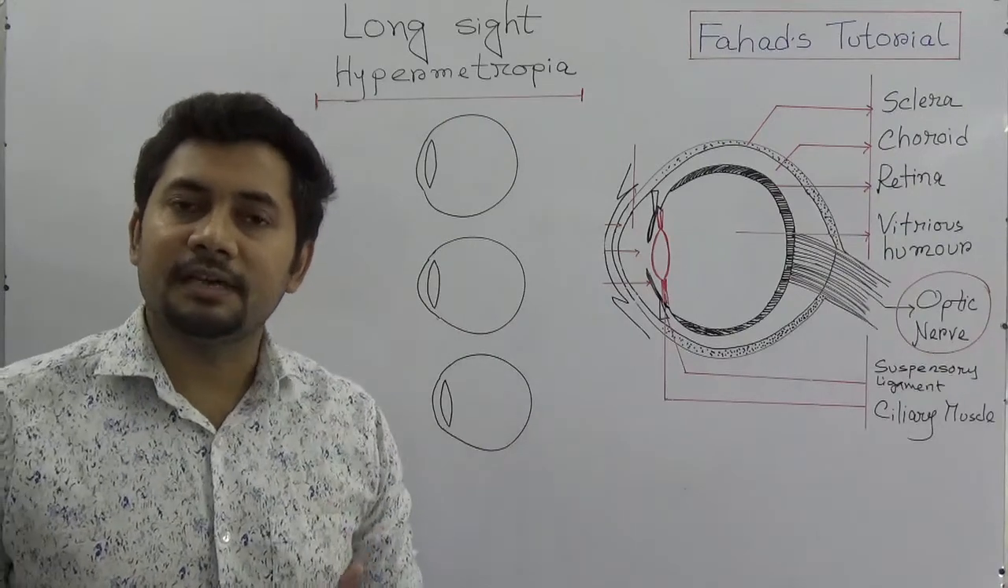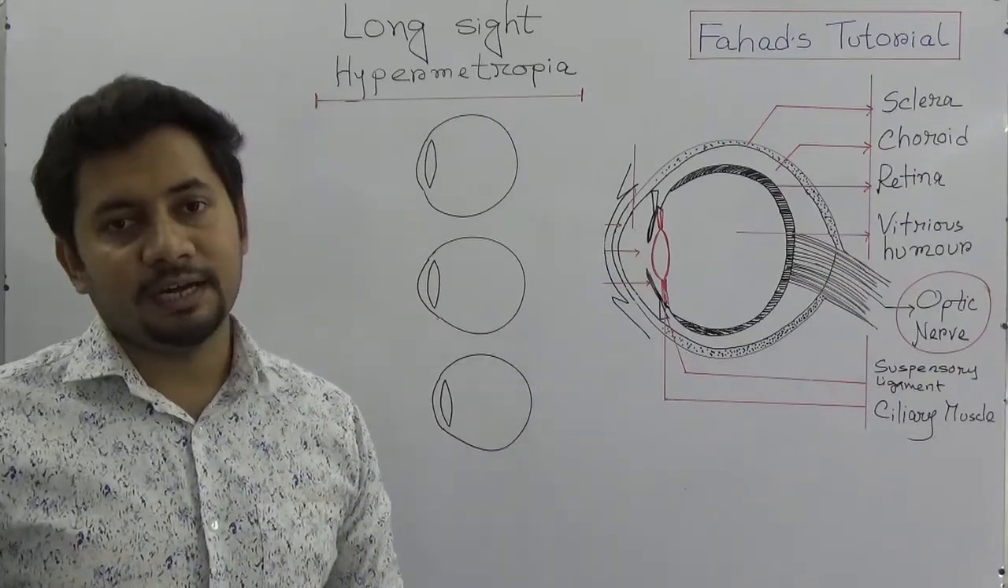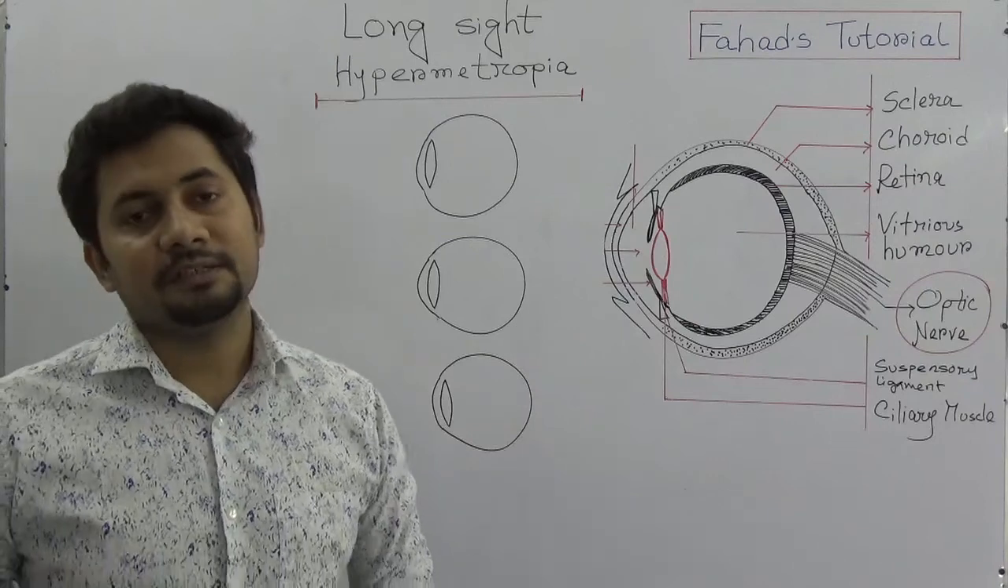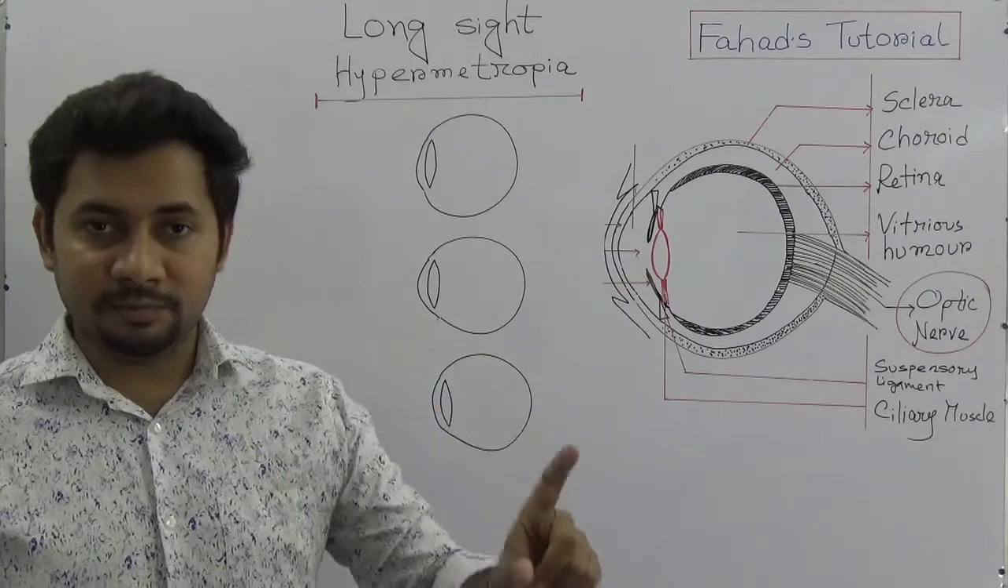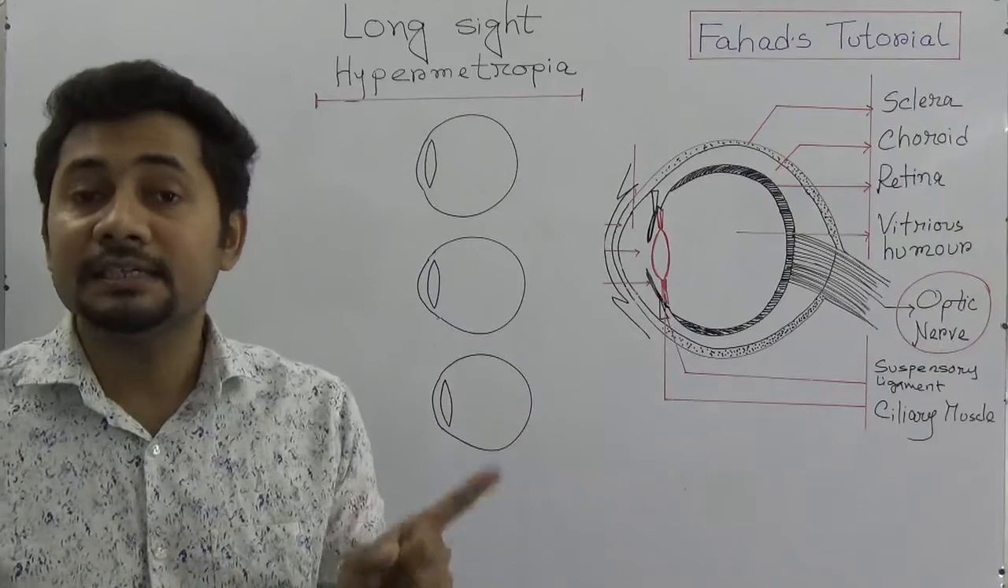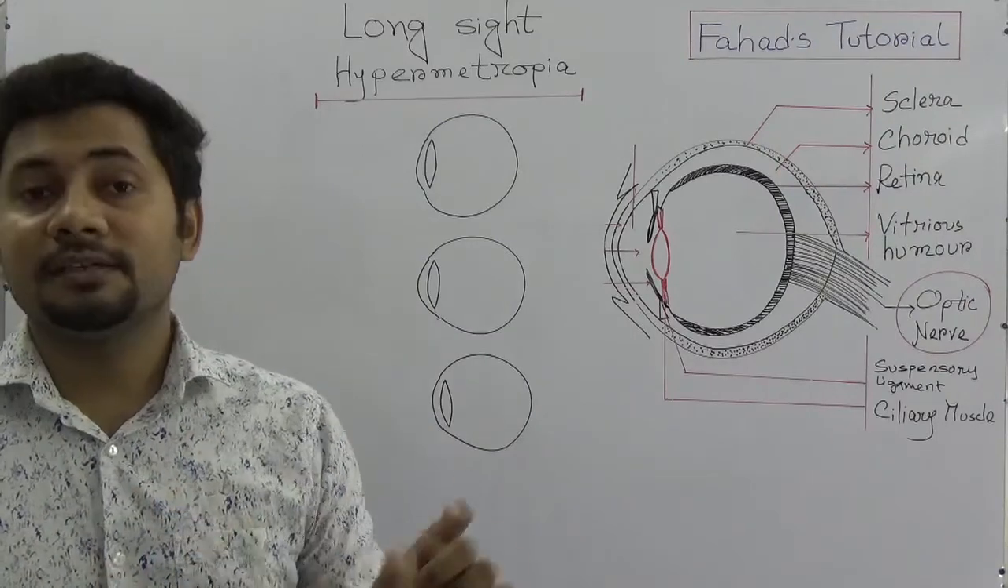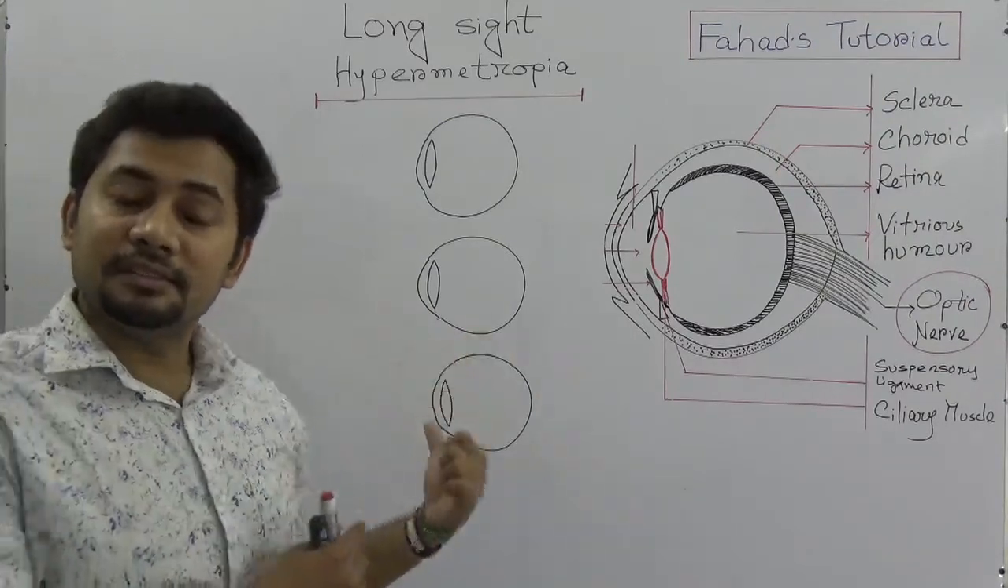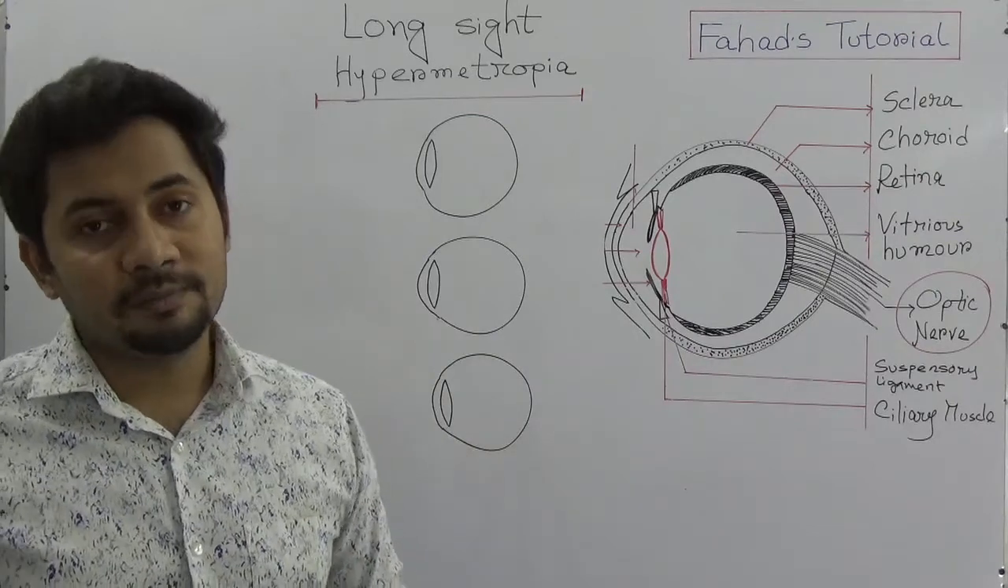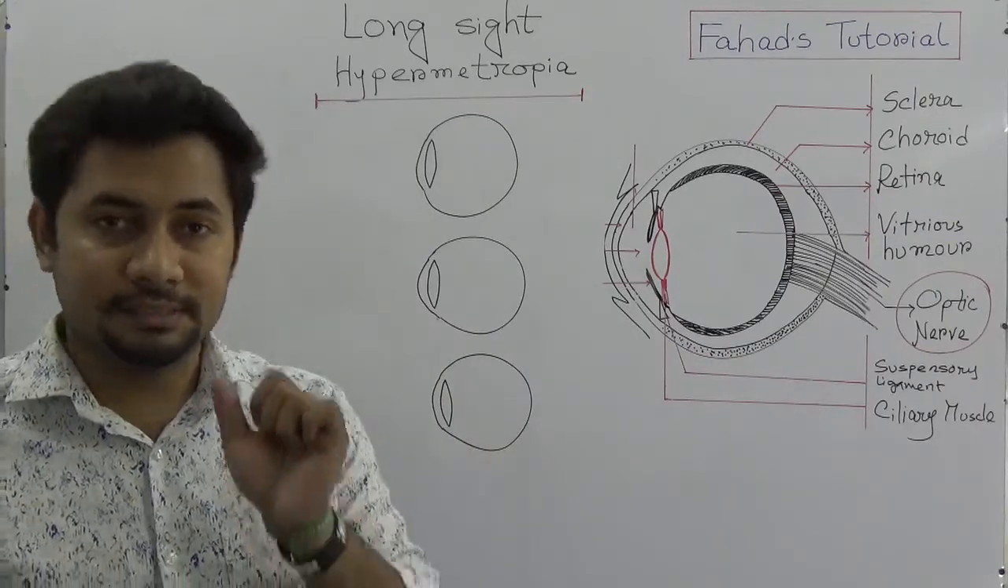Welcome to the second class of the visual defects of human eyes, and it's about hypermetropia. In my previous video, I explained the structure of human eyes and then myopia, the cause and the remedy. And in this video, I shall discuss hypermetropia, or long sight.